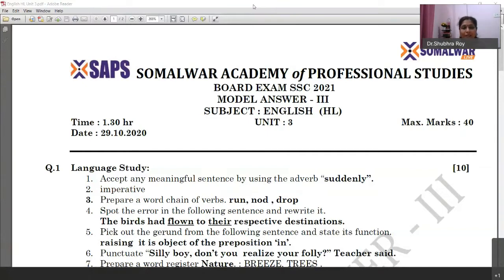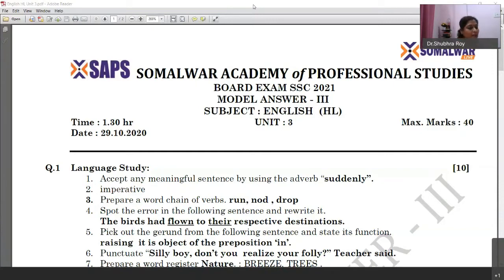Language study, question number 1, sub question 1. The word given was suddenly. Make a meaningful sentence by using the adverb suddenly. So here you can make any meaningful sentence. Any meaningful sentence using the word suddenly will be accepted.